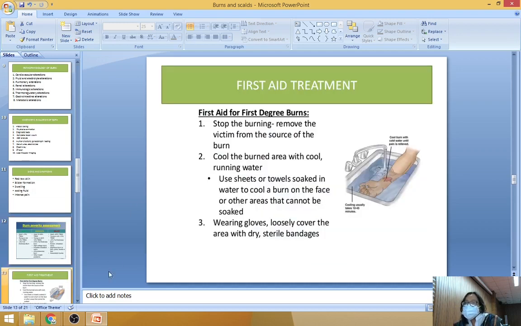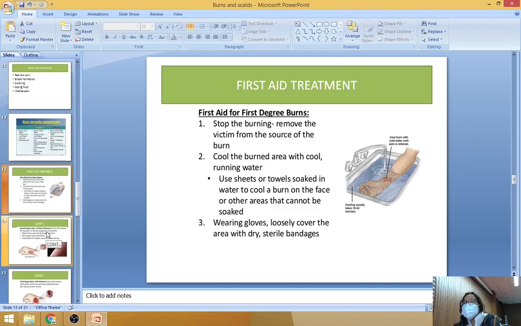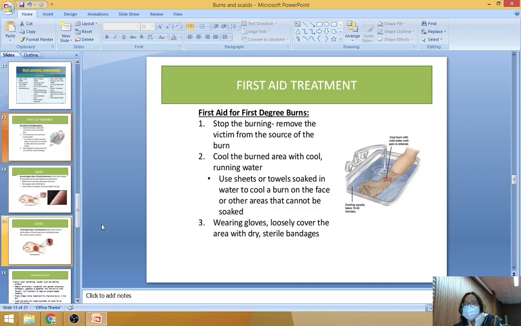Then what we have to do here is only the first stage. Remove the victim from the source, then cool the area. If a cloth or anything is attached to the area, we try to take it out and use a clean cloth. If it cannot be managed at home, we have to send the patient to the hospital. We have to see how severe it is. And then fluid is important. Of course, we have to prevent dehydration, so if the patient can, we can give fluids orally.